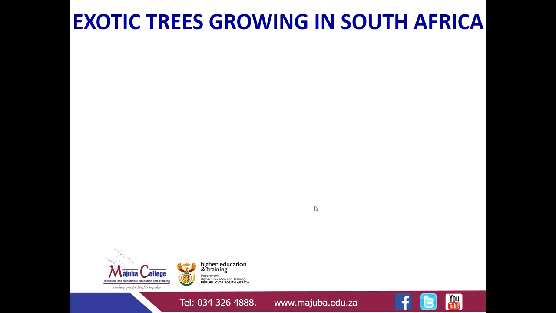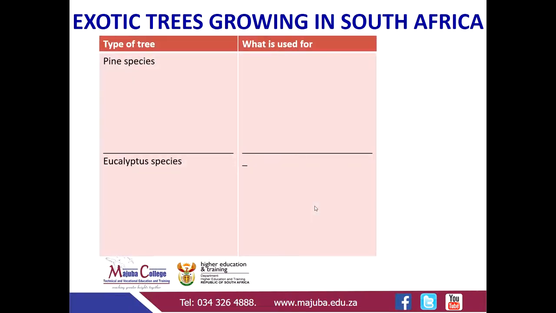Exotic trees growing in South Africa. We have two types of species. We've got pine species and eucalyptus species. Guys, you might be given a question that says, give examples of pine species. Please refer to your handbook published by Pearson to get your examples.